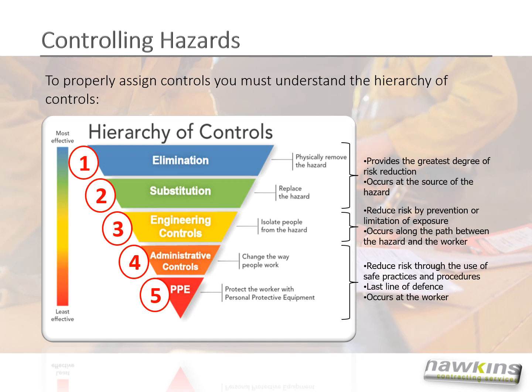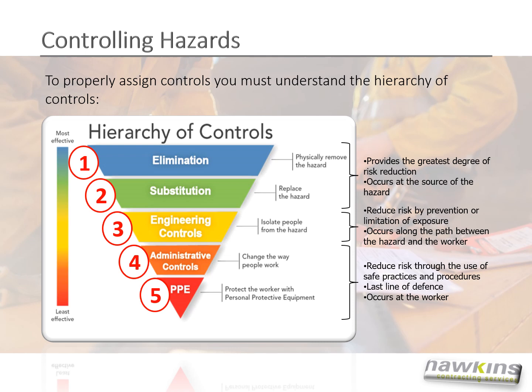To properly assign controls, you must understand the hierarchy of controls. The most effective forms of control are elimination, because hazards are physically removed and cease to exist. An example of elimination using the cutoff saw example would be to replace the entire asphalt surface, which removes the need for cutting. The next best control option is substitution.